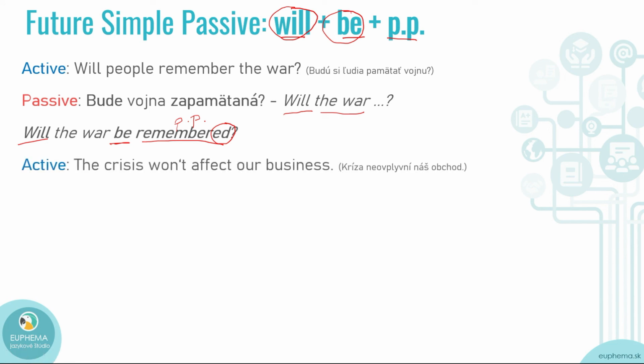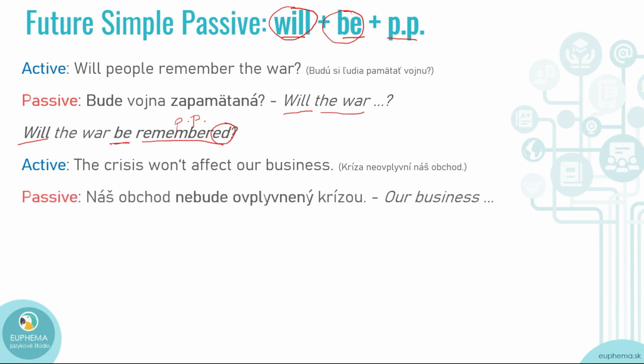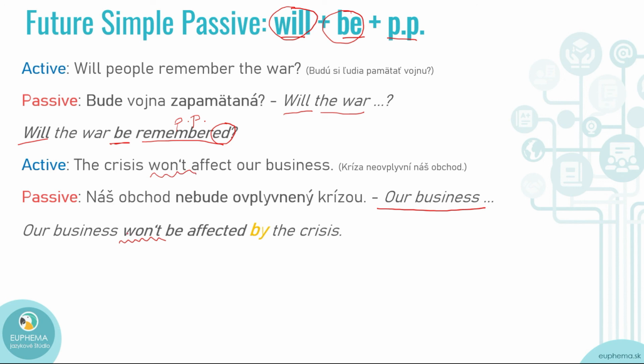Another example, the crisis won't affect our business. Passive, our business, try to make the passive sentence. Our business won't be affected by the crisis. So, won't is the negative of will. Negative because also the active sentence was negative. Yes, won't. So, our business won't be plus past participle of the verb affect. Affect is regular, so again, just ed.